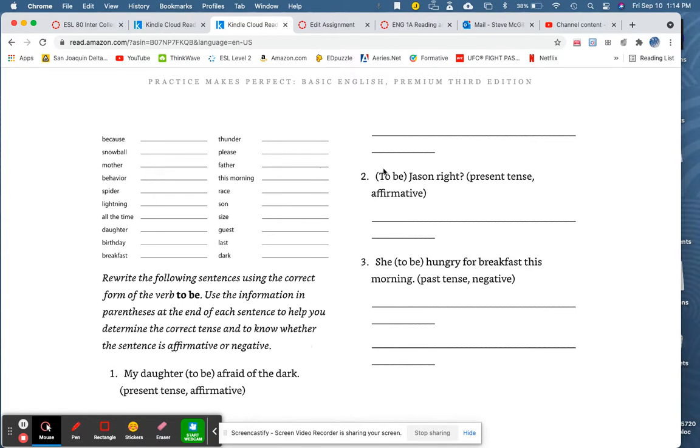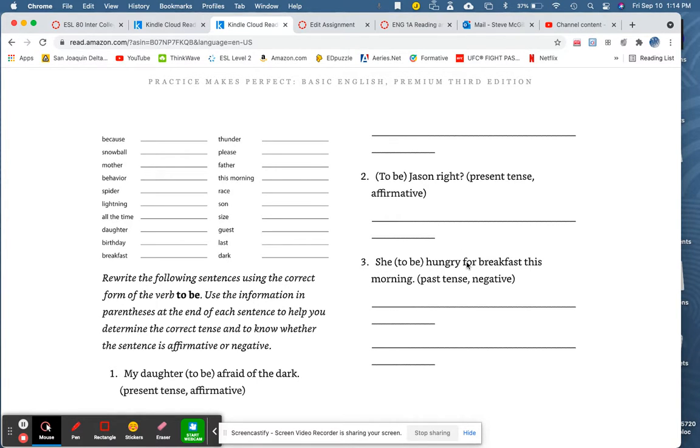2. Blank Jason, right? How would we rewrite this sentence using the correct form of the verb to be? Well, present tense and affirmative. Is Jason right? Is is present tense, and it is affirmative.